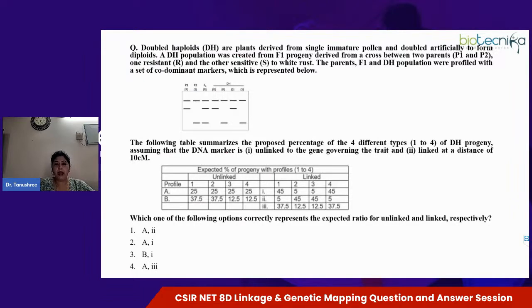Double haploids are plants derived from single immature pollen and doubled artificially to form diploids. A double haploid population was created from F1 progeny derived from a cross between two parents, P1 and P2, one resistant and other sensitive to white rust. The parents, F1 and double haploid population were profiled with a set of codominant markers, which is represented below. So codominant marker is a marker which is able to differentiate between homozygous and heterozygous genotype.